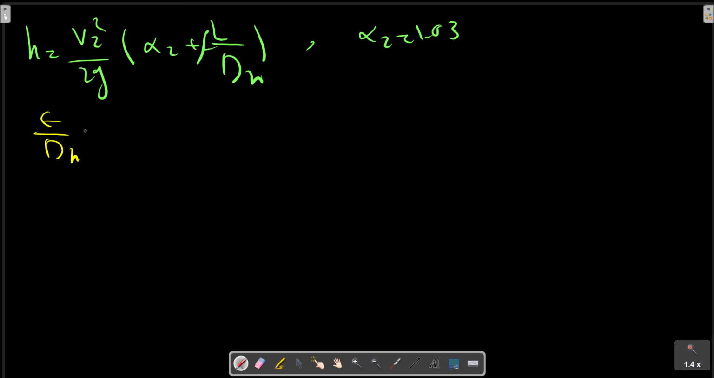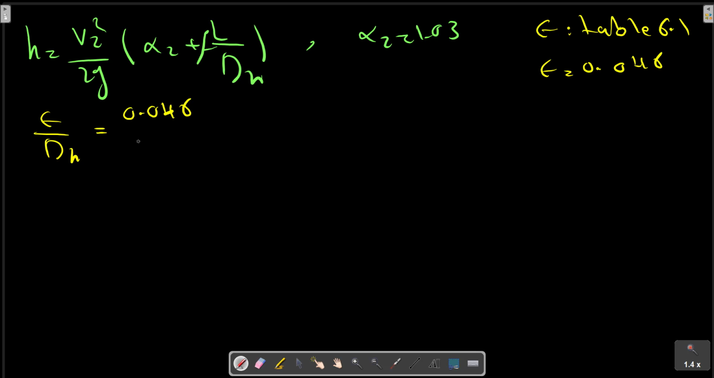Epsilon on DH is approximately, for epsilon from the table, Table 6.1, on DH, the hydraulic diameter, which was calculated before, we can obtain epsilon on DH equals to, and Reynolds DH also can be calculated before.